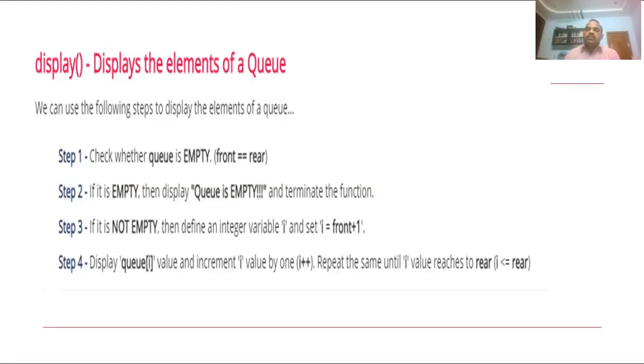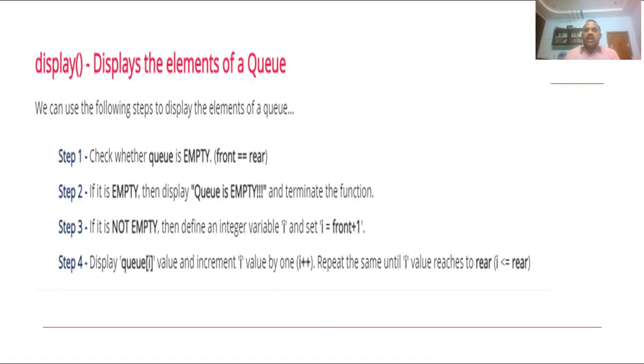We want to display all elements from the queue. This method is used to display all the elements from the queue. We can use the following steps to display the elements of a queue. Check whether the queue is empty or not. If front equal to rear, then the queue is empty. So display queue is empty.